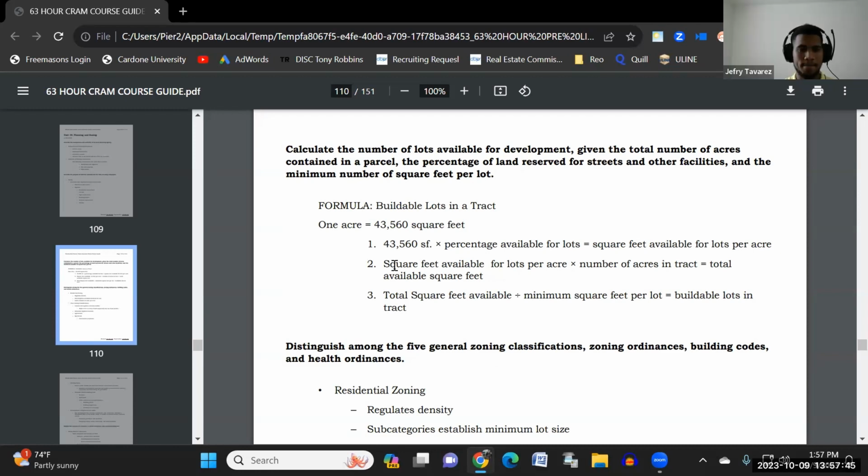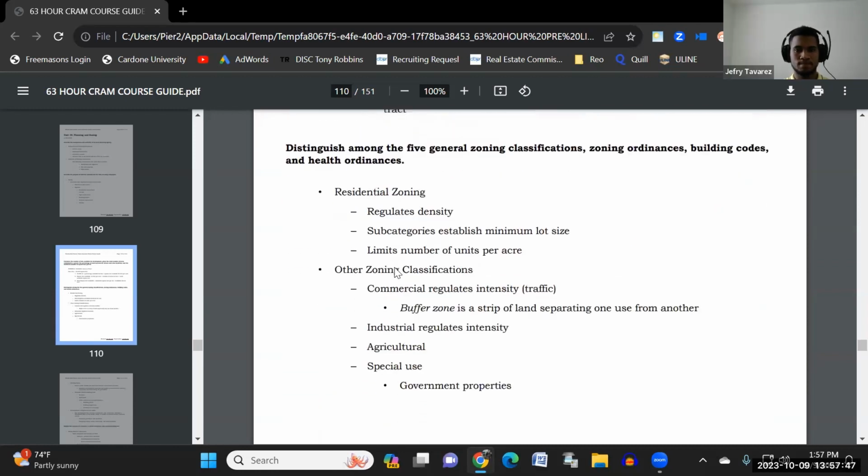That's right. Good. You've got to be able to distinguish among the 5 general zoning classifications, zoning ordinances, building codes, and health ordinances. Okay. You have residential zoning that regulates density, and subcategories establish minimum lot size, and it limits the number of units per acre.